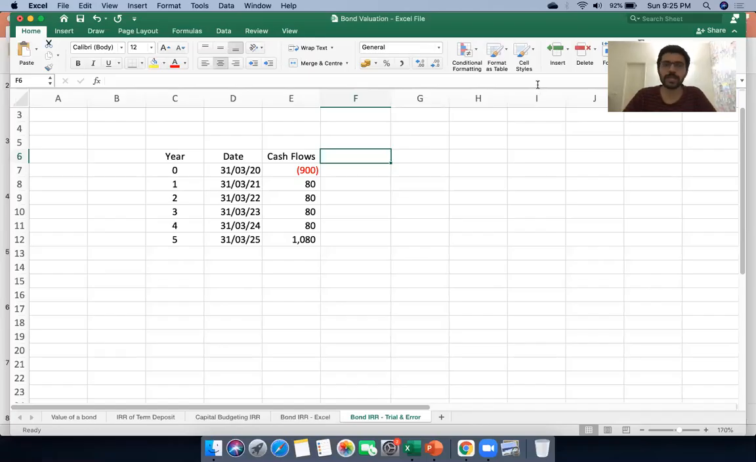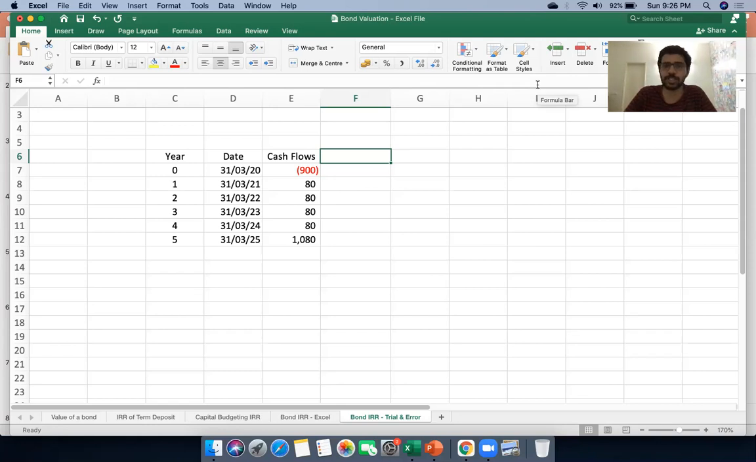Hi everyone, welcome back. In this session, let's continue our discussion on calculating IRR, but now we're going to do it under the second method. The first method, like we saw, was the Excel method of computing IRR. I'm going to continue the same example to show you how we calculate the IRR under the second method.